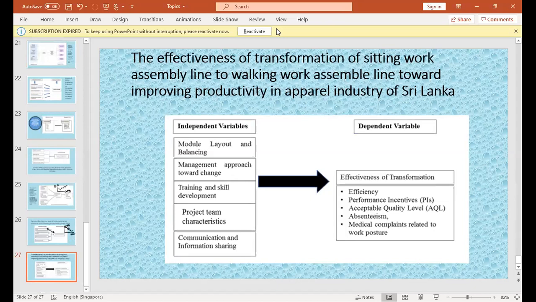Is it HR? Is it organizational behavior, project management, change management, operations management, supply chain management? Mainly operations management. Very good. It's operations management.